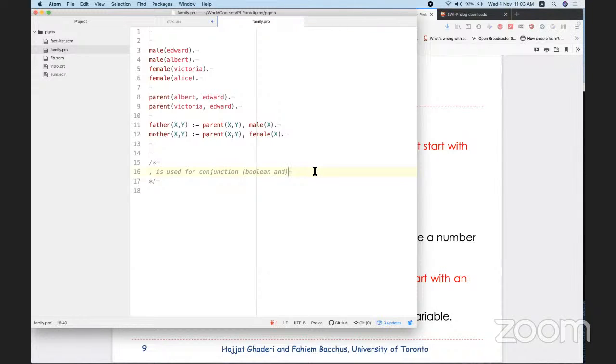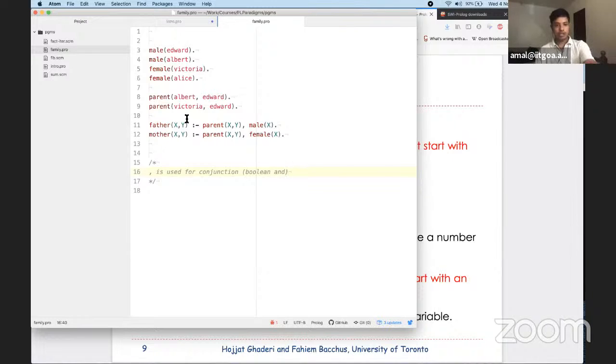Sir, I had a question. Is the order always the same, that x is the father of y, so you are writing it in that order? Can we reverse it? Can we say that y is the father of x? Yeah, you can do that.